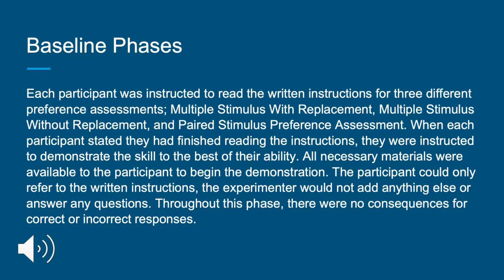So now we're going to talk about our baseline phases. During our baseline phases, each participant was instructed to read the written instructions for 3 different preference assessments: multiple stimulus with replacement, multiple stimulus without replacement, and paired stimulus preference assessment. When each participant stated that they had finished reading the instructions, they were instructed to demonstrate the skill to the best of their ability. All necessary materials were available to the participant to begin the demonstration. The participant could only refer to written instructions. The experimenter would not add anything else or answer any questions. Throughout this phase, there were no consequences for correct or incorrect responses.